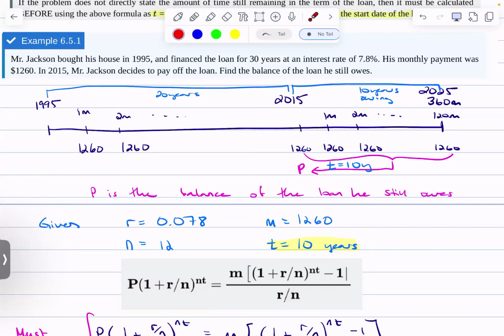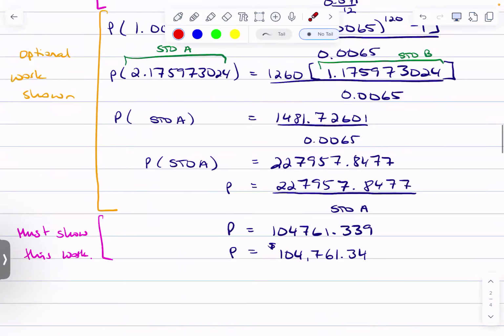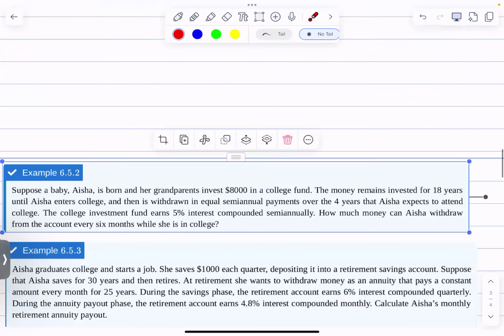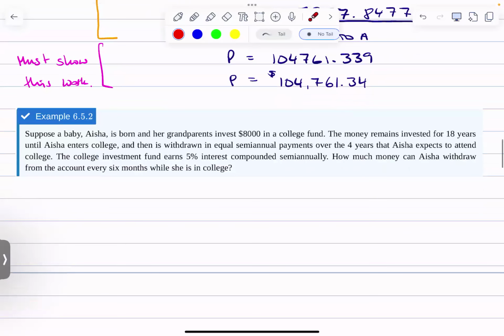Kind of neat. Because we only have the monthly payment, which I feel like is quite high, but at 7.8%, it'll be pretty high, I guess. Sorry, high for 1995, not high for now. Now, that would be great. So nice.